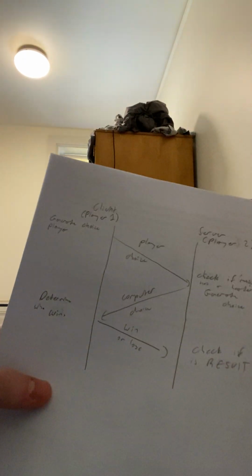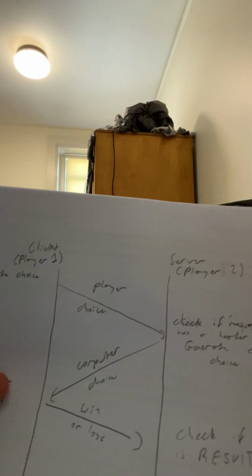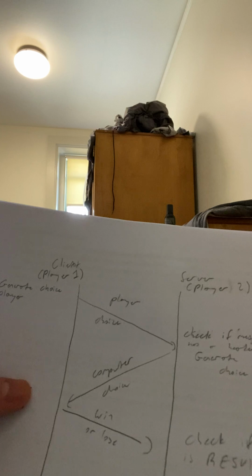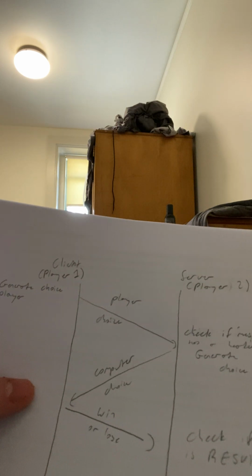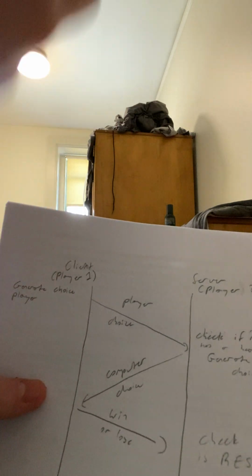Now, we wanted to make this server 2-player, with one player playing from the server and one player playing from the client. Here I have my diagram that's showing what's happening, and I hope you can see it pretty well. Okay, so initially, our client, which is our player 1, generates a choice.